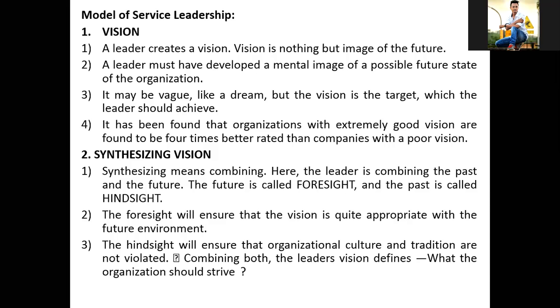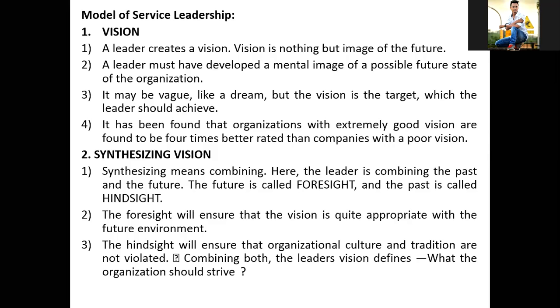So, the second point is synthesizing vision. How are you going to synthesize that? Synthesizing means combining. Here, the leader is combining the past and the future. What you did in the past and how you are going to connect it to your future life. The future is called foresight and the past is called hindsight. How you look at your future is foresight, and the points you want to collect from hindsight to fill that gap, those come under synthesizing vision.